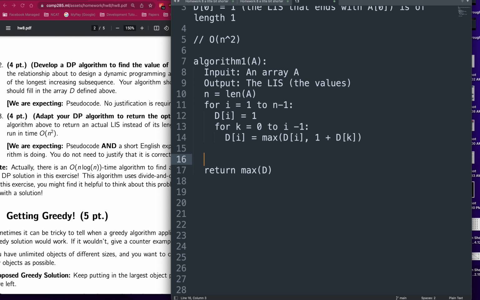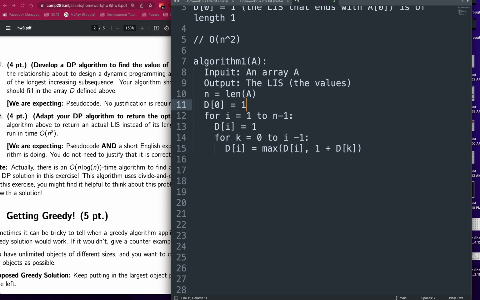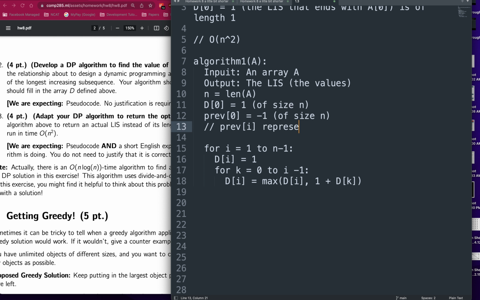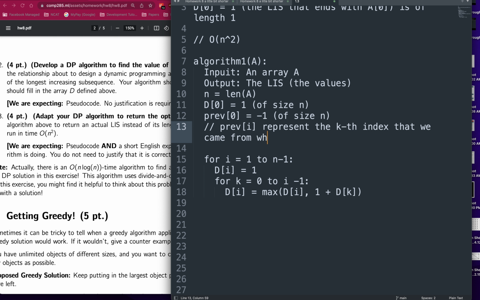So let's do the second option first. The second option says, in addition to D, where we had D0 equals 1, we're also going to do a pref of 0 here, and we're going to set this to -1. So pref is going to start at -1. It's going to be of size n, same as D. But what we're going to say is that pref I is going to represent the kth index that we came from when we ended the LIS at I. Essentially, this is going to be the k value that actually gave us the maximum.